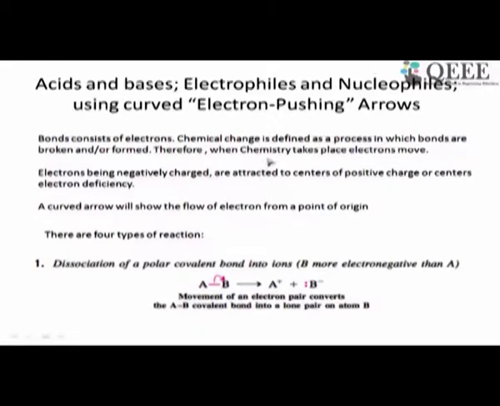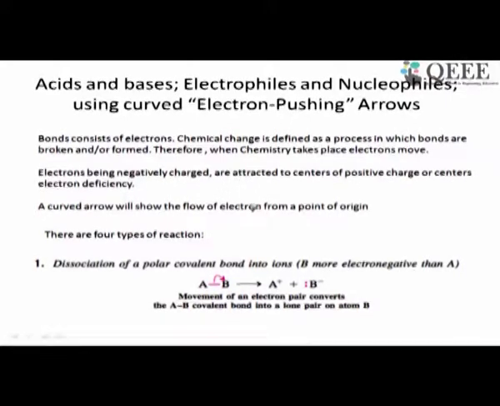Okay. So always while representing a reaction or a mechanism of a reaction, we organic chemists tend to write the flow of electrons. We show it by arrows. So here I will tell you why that is so. Since electrons are negatively charged, they are attracted to centers of positive charge or centers of electron deficiency. So the curved arrow will show the flow of electrons from a point of origin.